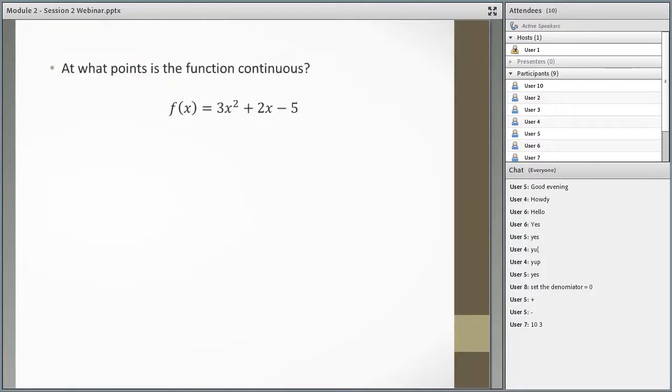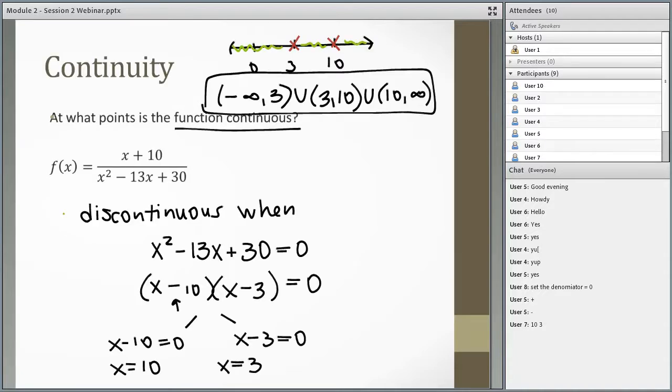Okay, let's do another one. Going back really quick, I do want to mention, sometimes you might see this as continuous when, and you would have a not equal to. That's just if you said it's continuous when x is not equal to. It's the same idea, just the opposite direction. So you could do that either way.